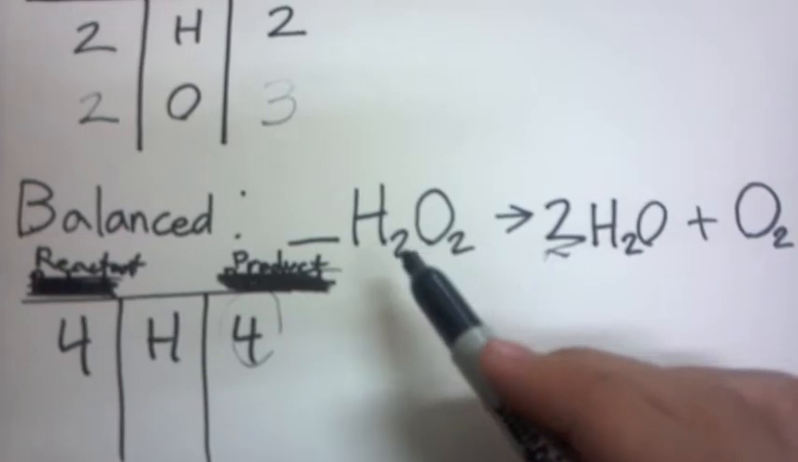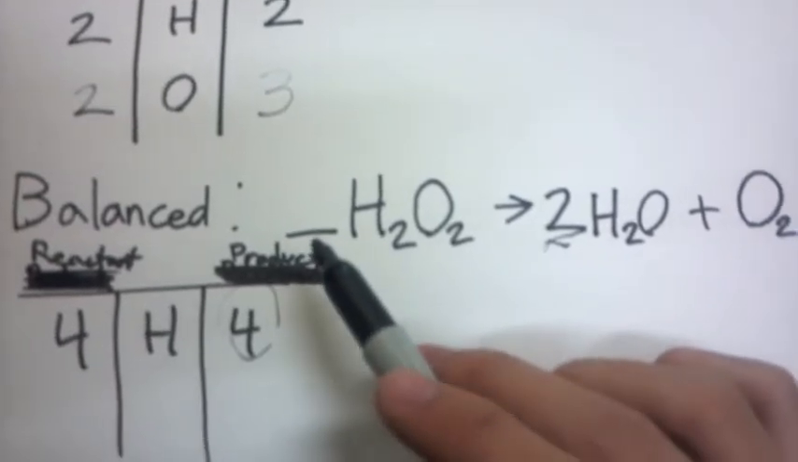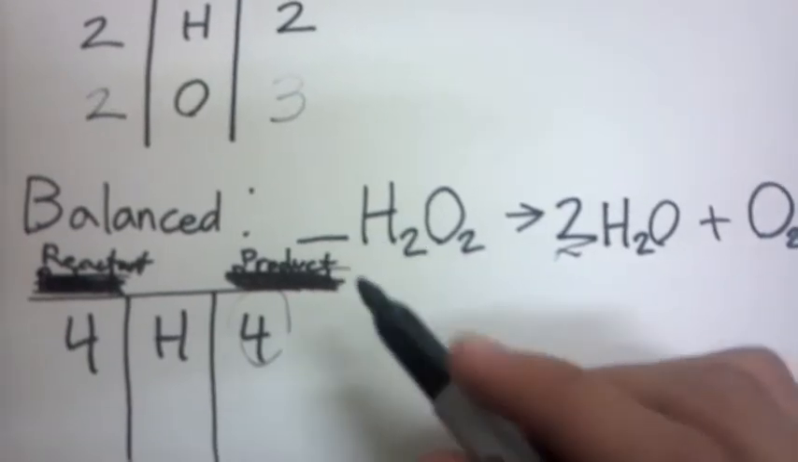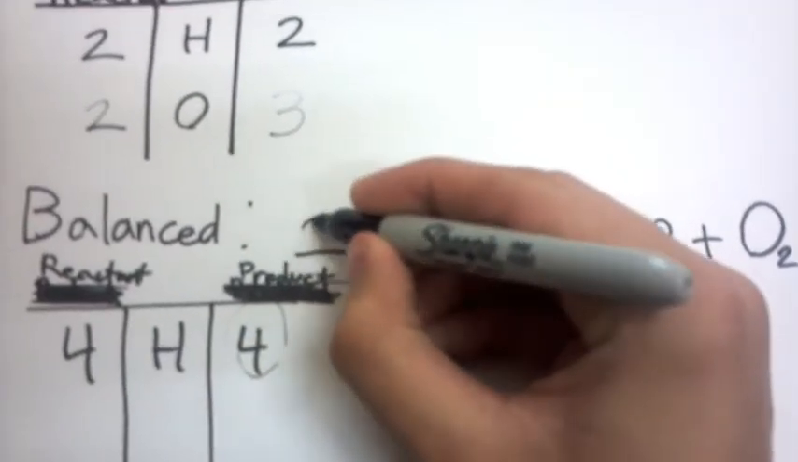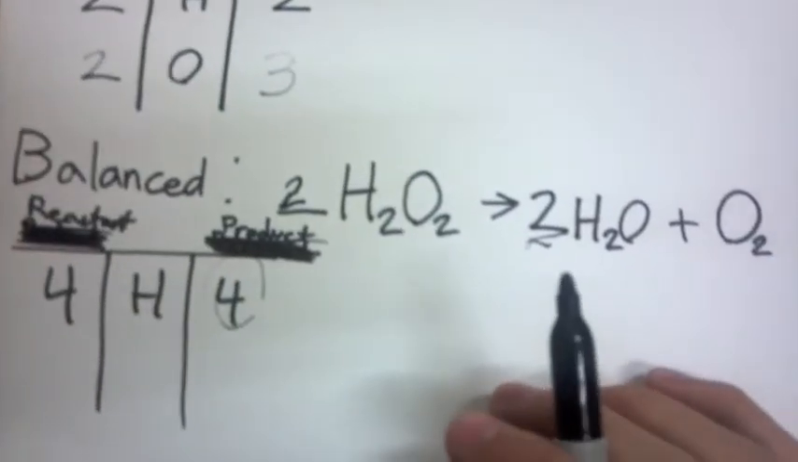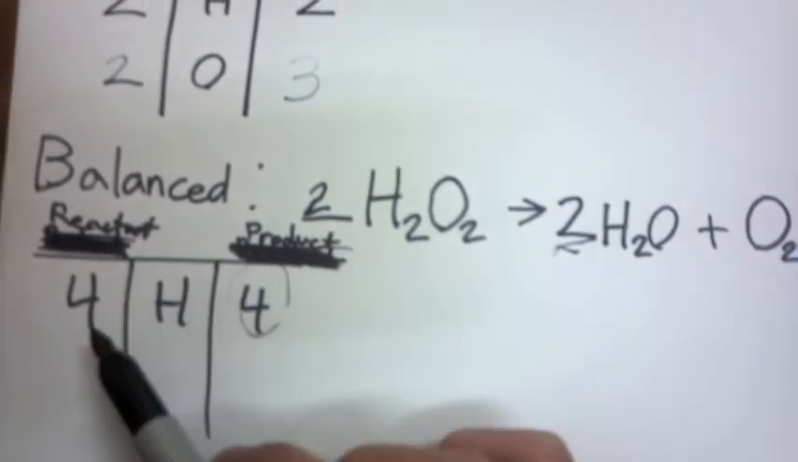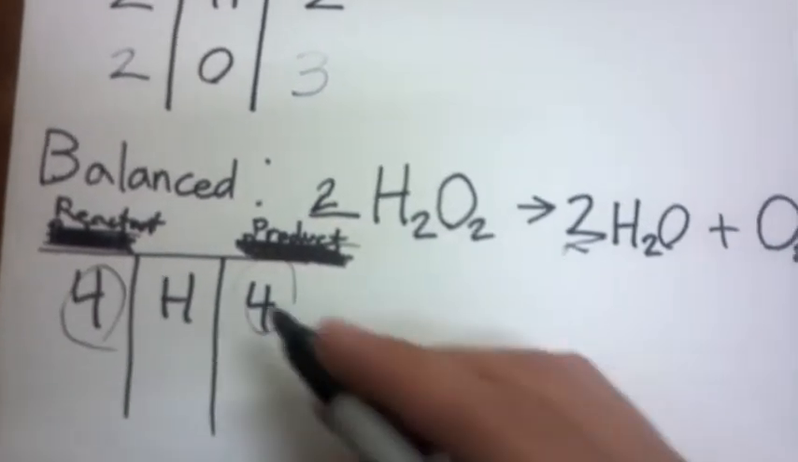On the reactant side, what do you think we would do to find the same amount? We would obviously multiply hydrogen by 2 to give it the same amount. So 2 times H2 is 4. So we've got that figured out.